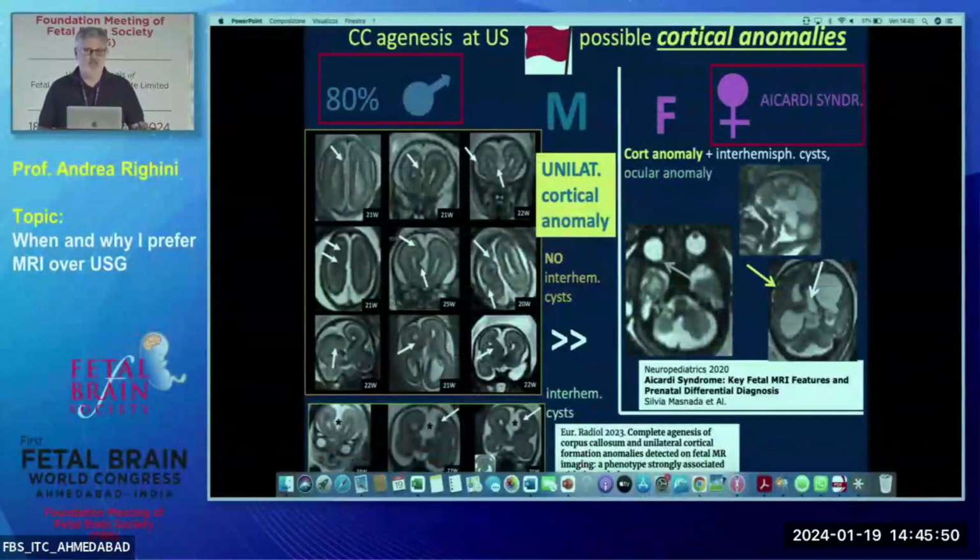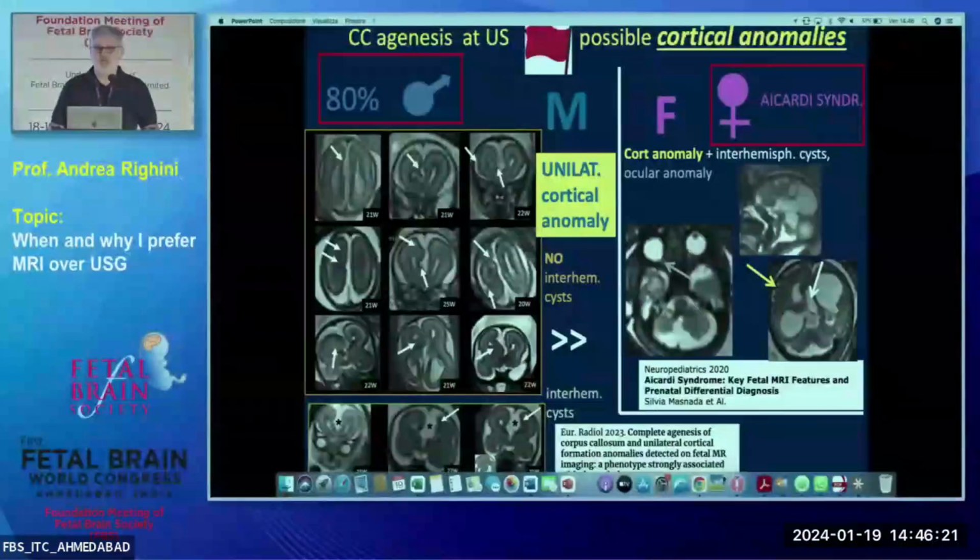So to make things a little more practical, based also on our experience: when you see on the ultrasound that there is no corpus callosum, you raise the red flag, and the first thing you look for is cortical anomalies. At the beginning, like 10 years ago or more, when it was a male we were less concerned than when it was a female fetus. When it's a female fetus, you have the chance of Aicardi syndrome, which was talked about in the morning and which has a poor prognosis. While with a male you are a little bit reassured, but it's probably not the case.